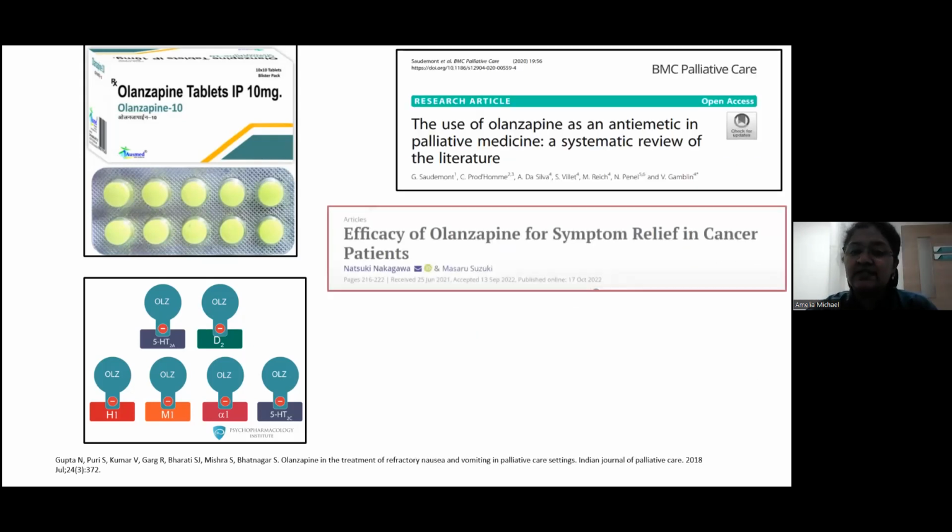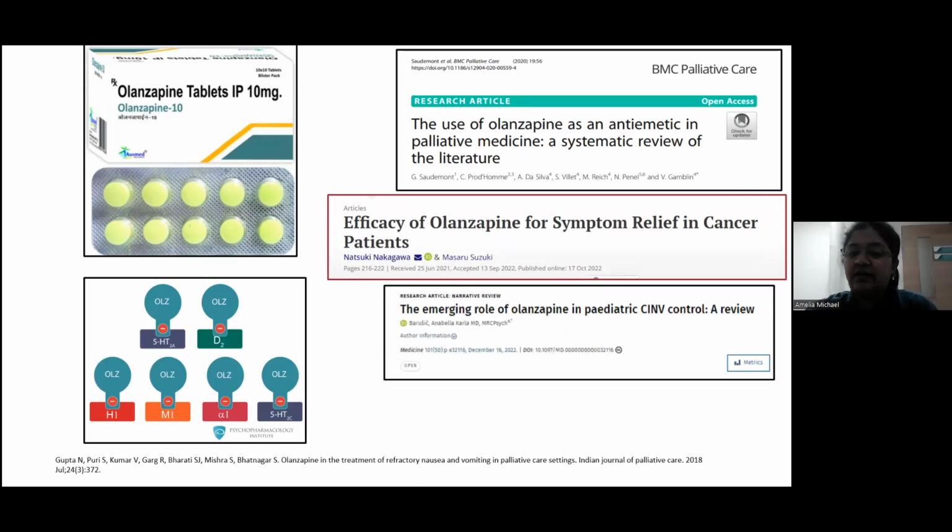So these are all the studies that support olanzapine, especially for chemotherapy-induced nausea and vomiting. In advanced disease, because as Sonal ma'am said, you have a lot of sublingual medications. They melt. So there are patients who can't swallow, who are not awake, but sublingually you can still use it, especially when you're at home.